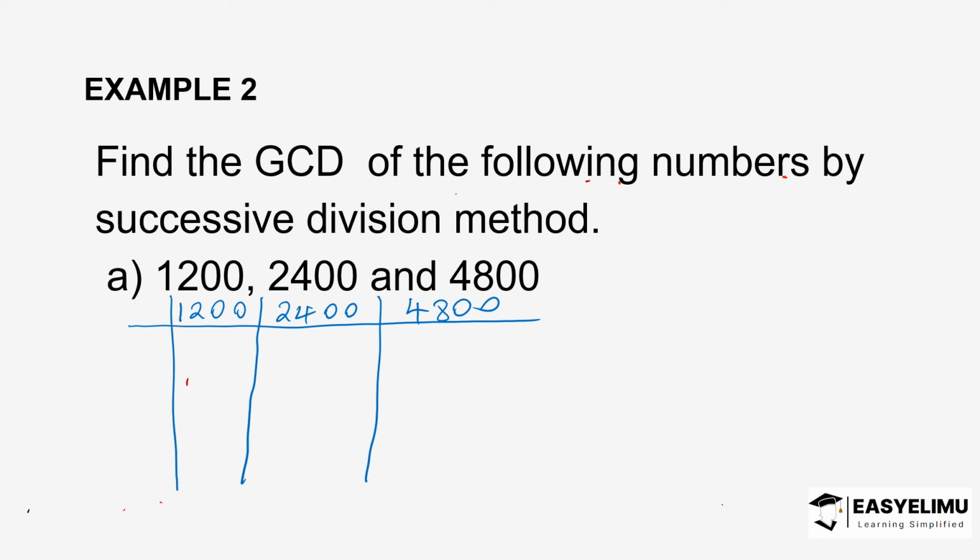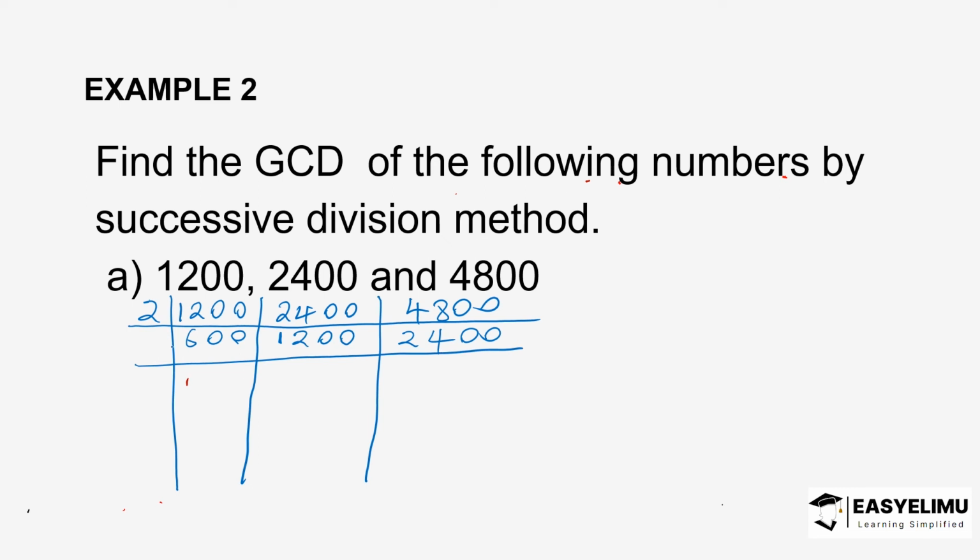Then you try to find a prime number that can divide all of them, and that is 2, because you can see they are all divisible by 2. They are all ending in a 0. So 12 divided by 2 is 6, and then you add the 2 zeros. Here we have 24 divided by 2 is 12, and then you add the 2 zeros. 48 divided by 2 is 24, then you add the 2 zeros.